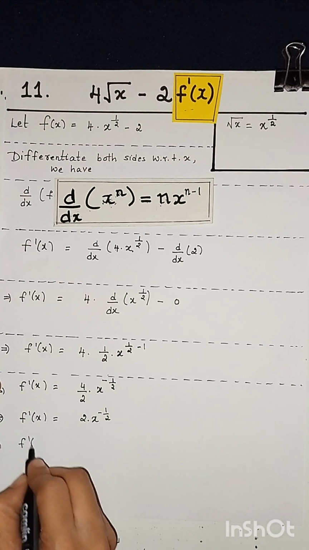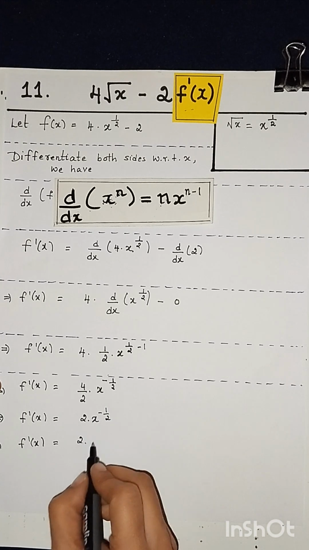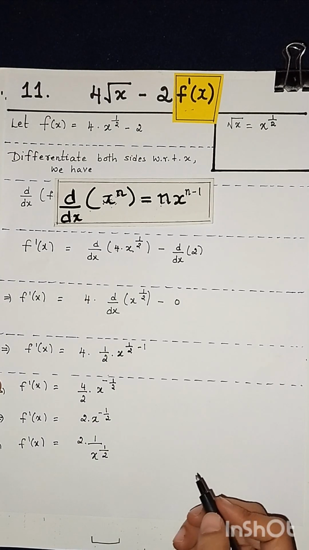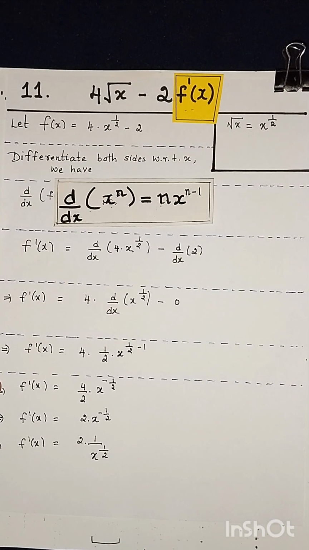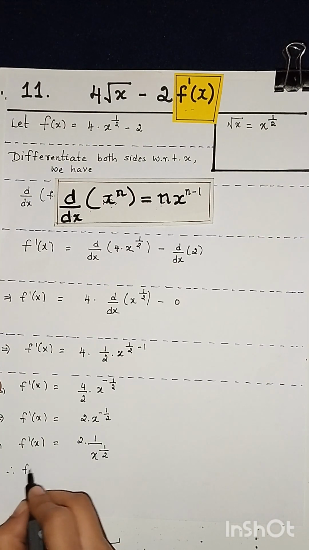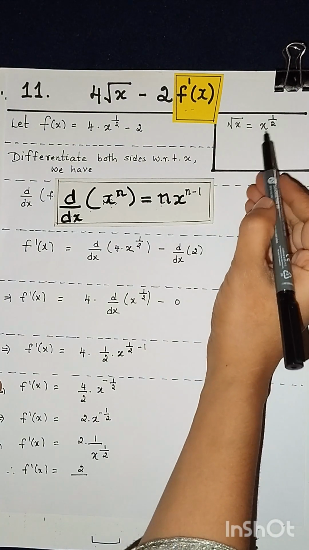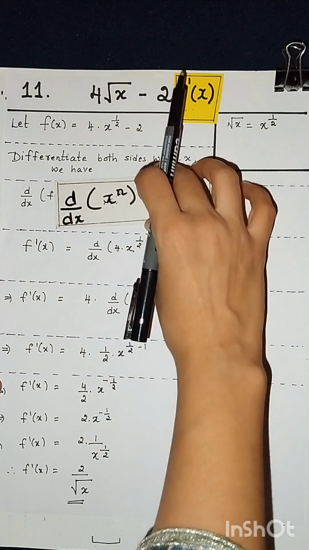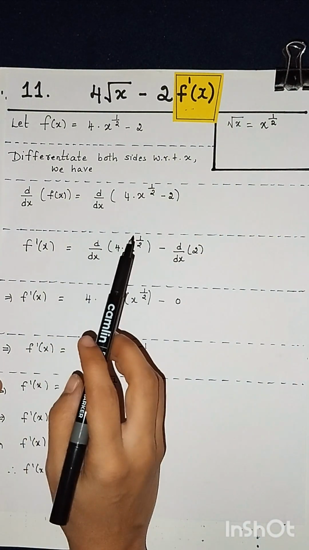Now this implies f dash of x is equal to 2 into, so here we have negative exponent, which we can write in a positive exponent by writing the reciprocal 1 by x to the power 1 by 2. Correct? Now this we can also write as f dash of x is equal to 2 divided by x to the power 1 by 2, which is square root of x. So here we will write square root of x. So this is the derivative of the function 4 into square root of x minus 2.